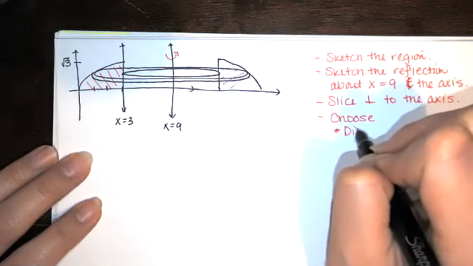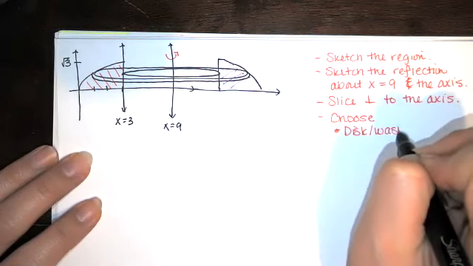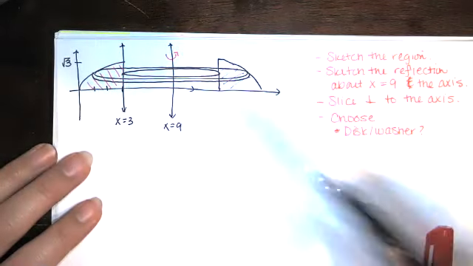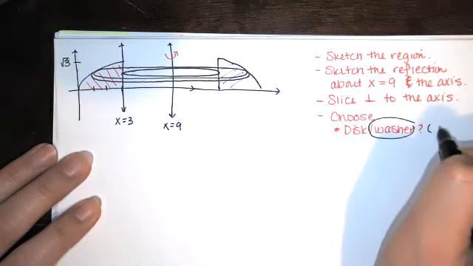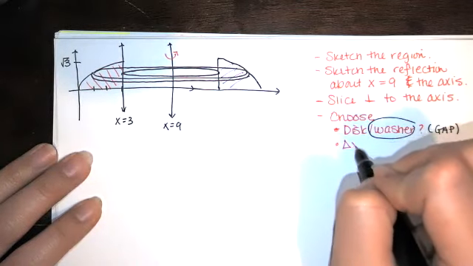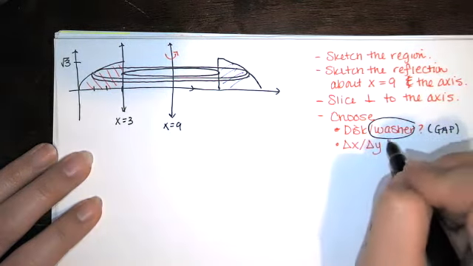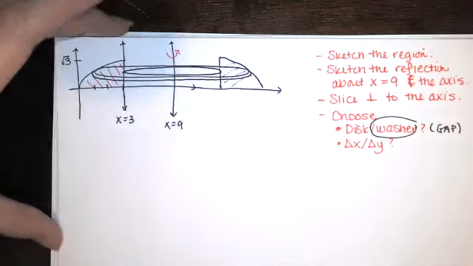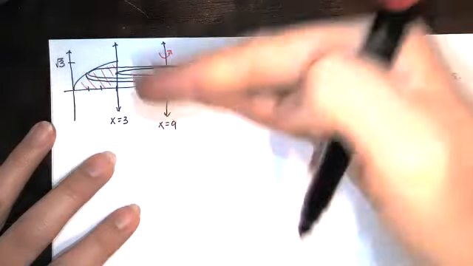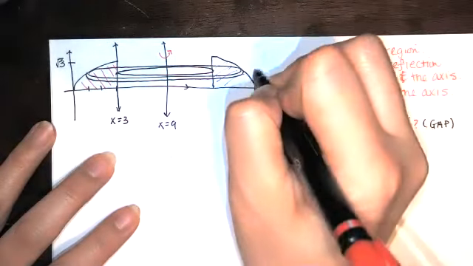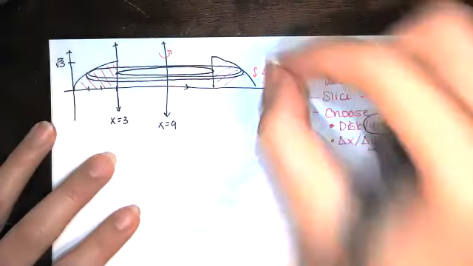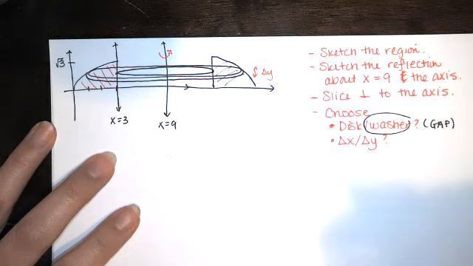So you choose between discs or washers based on whether or not there's a gap. Since there is a gap between the axis and the region, we choose the washer method, and then we decide whether we should integrate with respect to x or with respect to y based on the thickness of our disc or washer when we slice perpendicular to the axis, like you're slicing a loaf of bread perpendicular to that axis. And in this case, the thickness is a tiny vertical distance, which would be delta y.